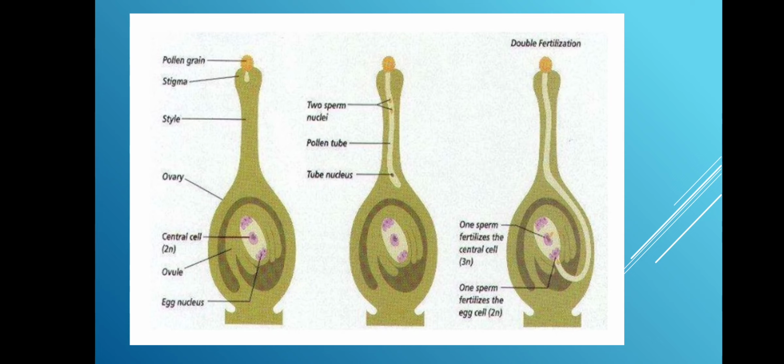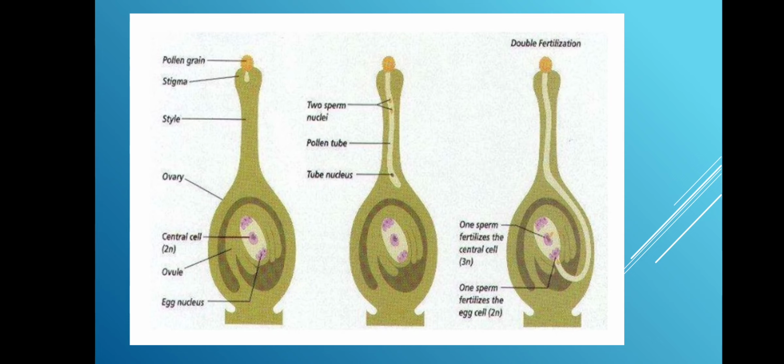So how did this pollen tube know that it has to reach towards the bottom point itself? This is because of chemotropism. In other chapters you'll be learning about different tropisms. Some chemicals will be released, so then the pollen tube knows its path towards the ovary and the ovule.